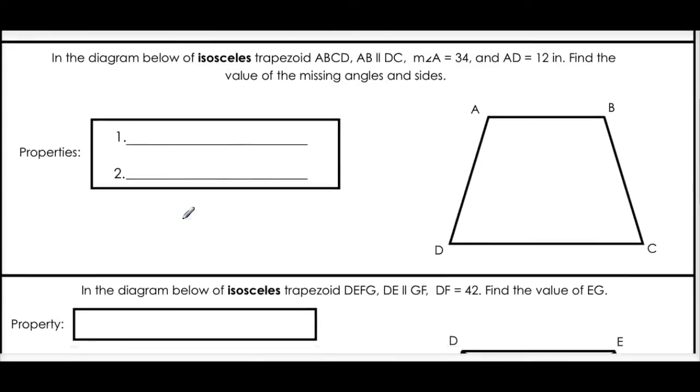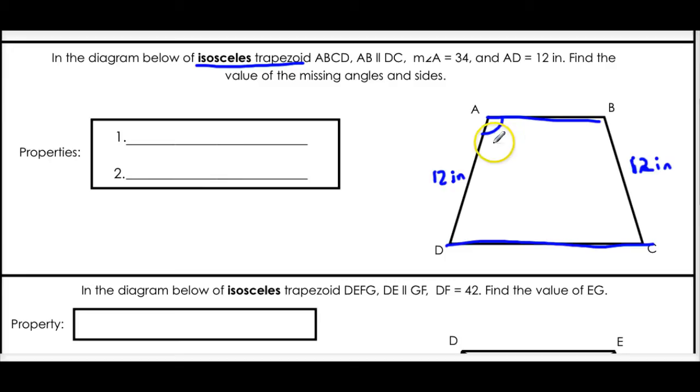In the diagram below of the isosceles trapezoid ABCD, AB is parallel to DC. The measure of angle A is 34 degrees and AD is equal to 12 inches. Find the value of the missing angles and sides. Well, AD is equal to 12, and since it's an isosceles trapezoid, we know BC, which is the other leg, also must be 12 inches.